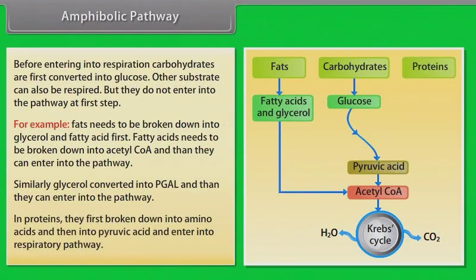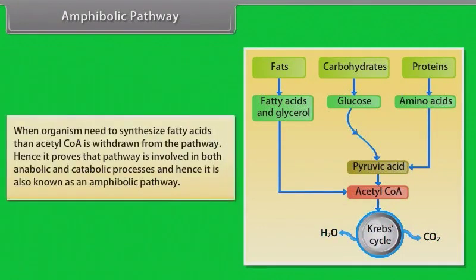Proteins first break down into amino acids and then into pyruvic acid and enter the respiratory pathway. When the organism needs to synthesize fatty acids, then acetyl CoA is withdrawn from the pathway. Hence, it proves that the pathway is involved in both anabolic and catabolic processes, and hence it is also known as an amphibolic pathway.